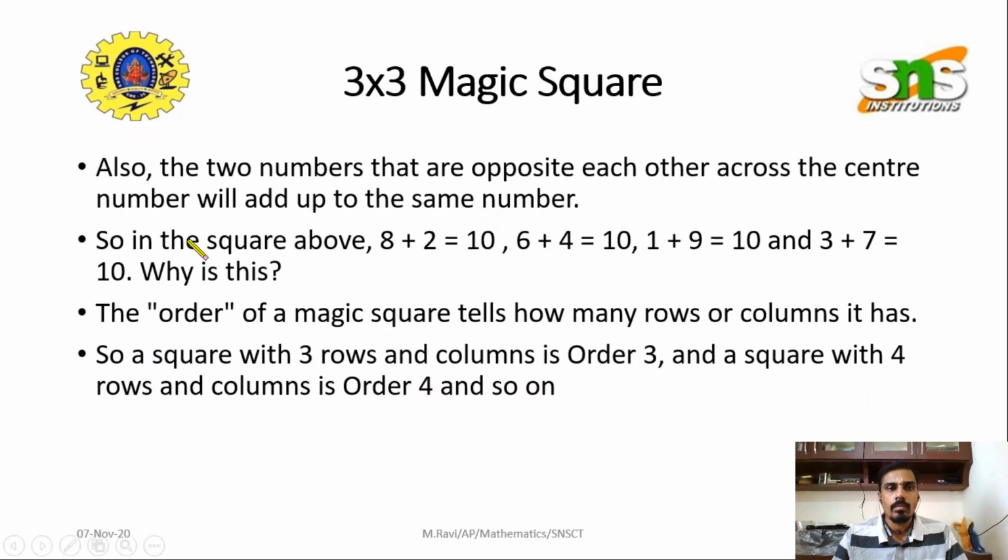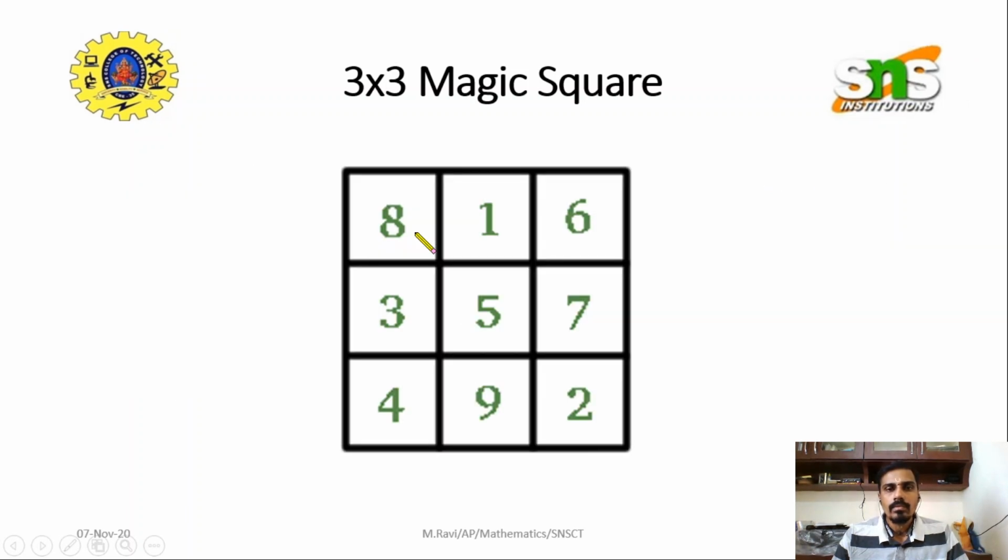Okay, now come to the topic. Also, the two numbers that are opposite to each other across the center add up to the same number. Just look at this: 8 plus 2. Here this is 8 and this is 2. What is 8 plus 2? 8 plus 2 is 10.